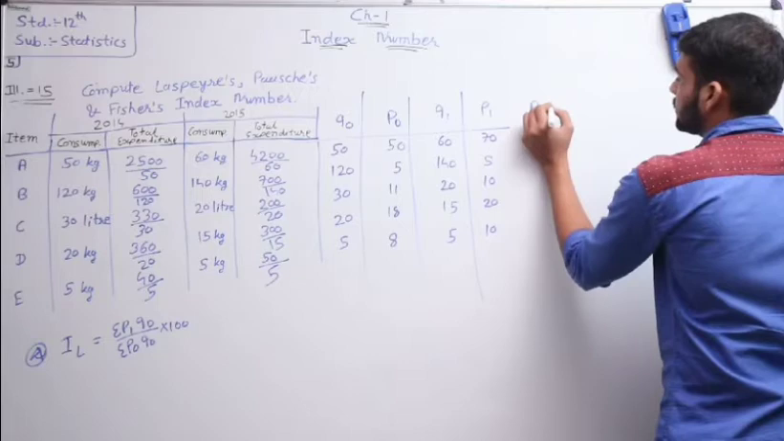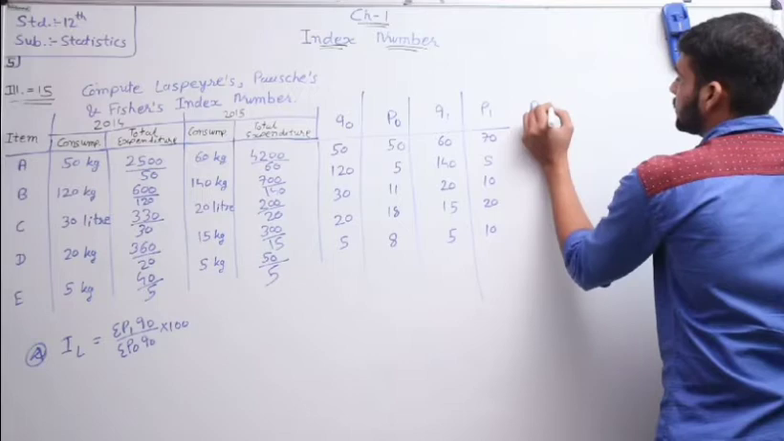Understood, students? Then the second column is P0Q0, so multiplication of these both columns. So 50 multiplied by 50, so 2500. Then 120 multiplied by 5, so the answer is 600. Then 30 multiplied by 11, so the answer is 330. Then 20 multiplied by 18, so the answer is 360, and the last one is 5 multiplied by 8, so the answer is 40.